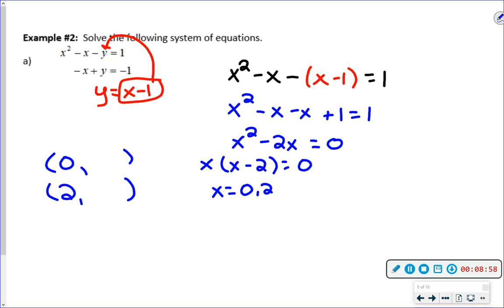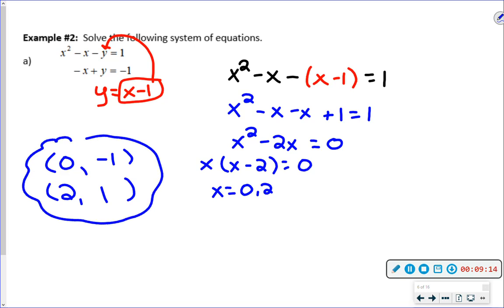Okay, so if I put 0 in for x, 0 minus 1, I got it. And if I put 2 in for x, 2 minus 1, got it. So I need to know what numbers pair up with what numbers when you have multiple answers. So I think it's easier to do ordered pairs. And if you think about this, all it is is a parabola intersected by a line. That's why there are two different solutions for this one.